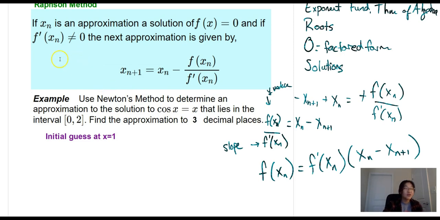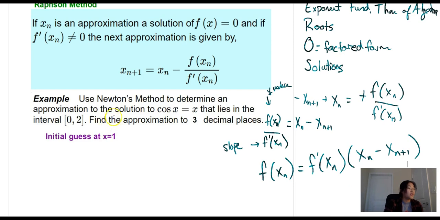This only works when the derivative of our function is not 0, because if you have a slope that's 0 and you're trying to divide by 0 here, it's not going to work. Or you're just going to get f of x sub n equals 0, and that doesn't really help you. Or you already found your solution.